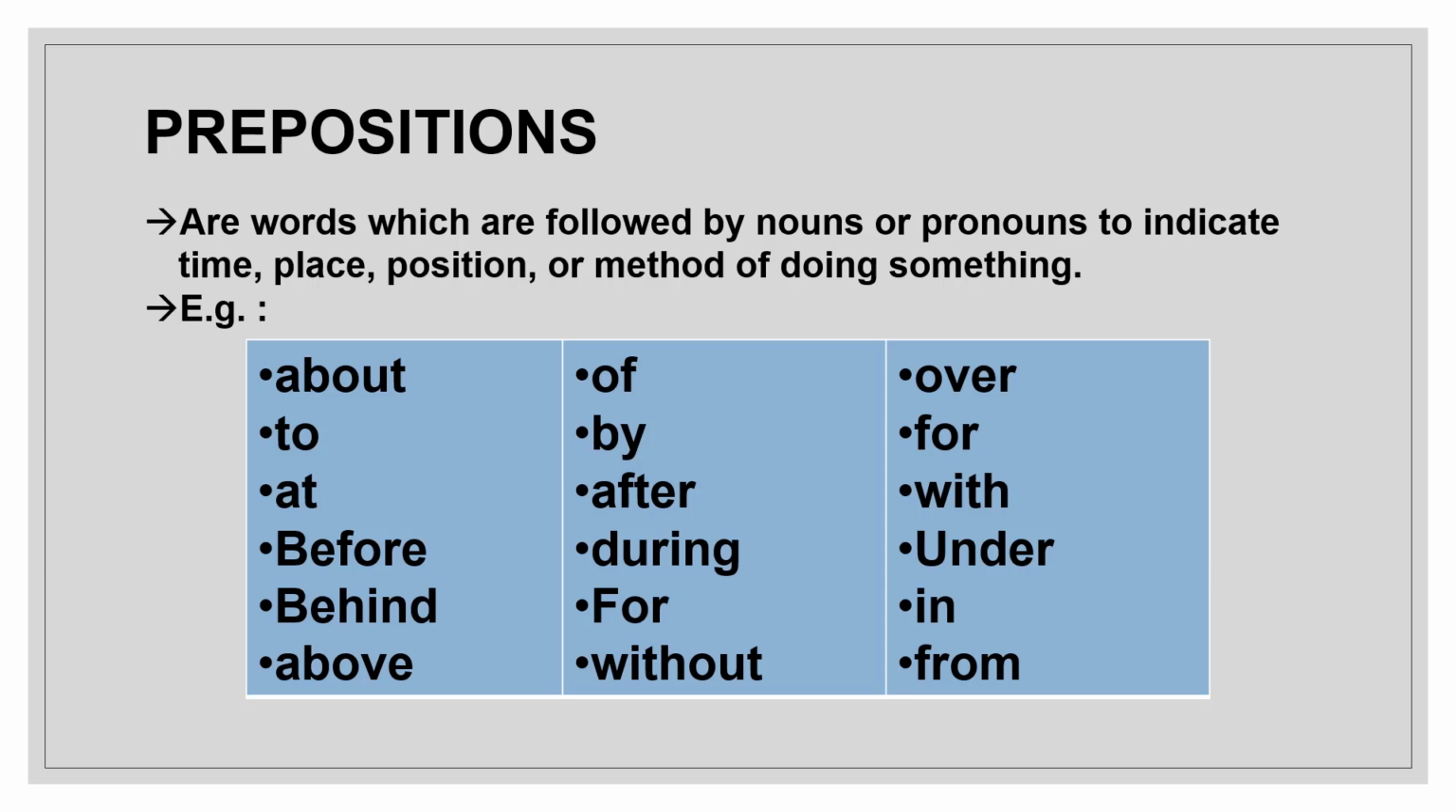What are prepositions? Prepositions are words which are followed by nouns or pronouns to indicate time, place, position, or method of doing something. For example, about, to, at, before, behind, above, of, by, after, during, for, without, over, with, under, in, from.